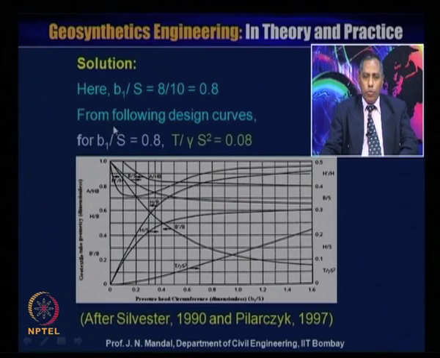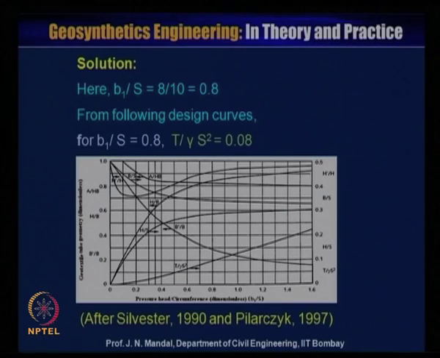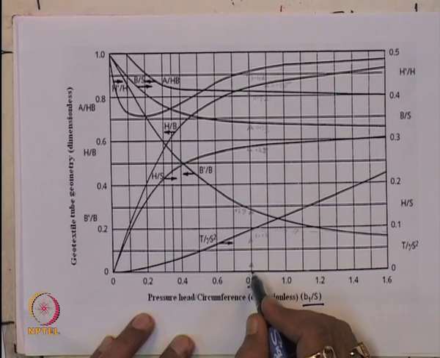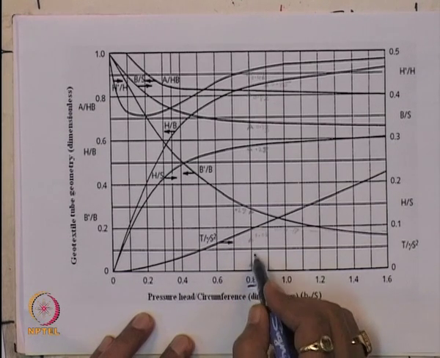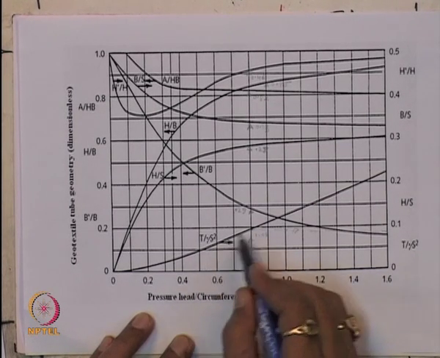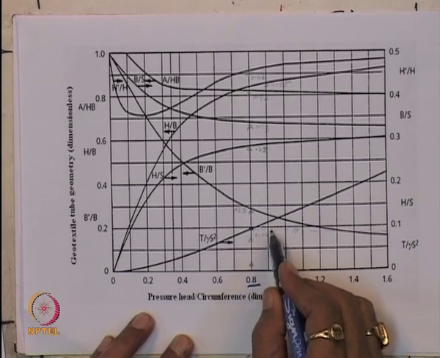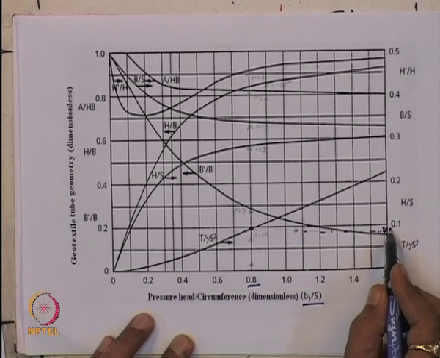From the following design curve, we can see that for B1 by S of 0.8, you can see that this is B1 by S and B1 by S is 0.8. When it is 0.8 and you require T by gamma S, this is the curve. So when B1 by S is 0.8 and this is the curve T by gamma S, you can move horizontally. So you can have this value T by gamma S is equal to 0.08.